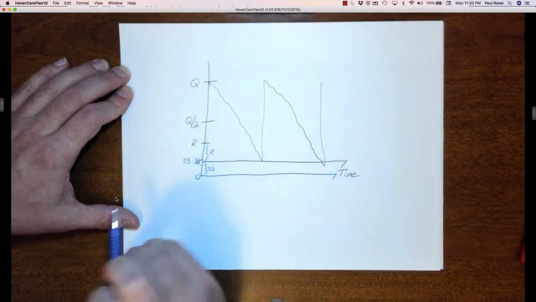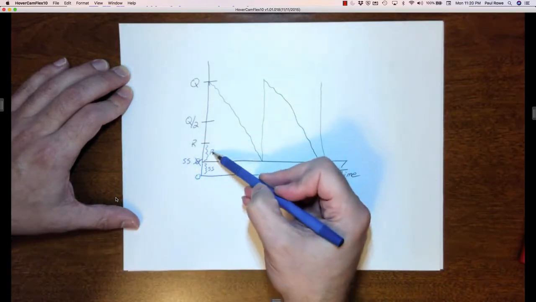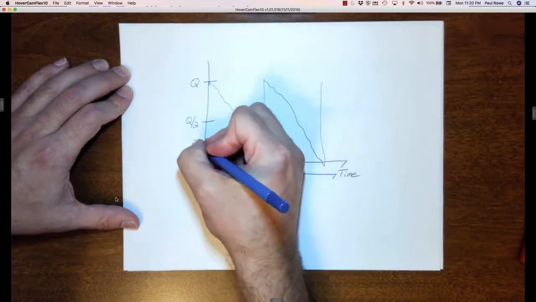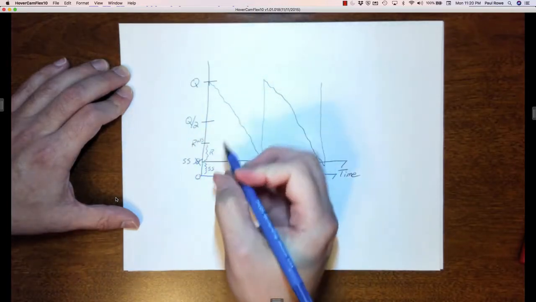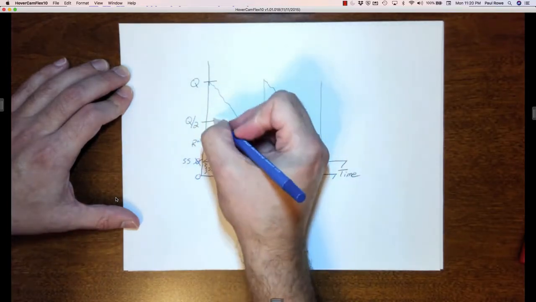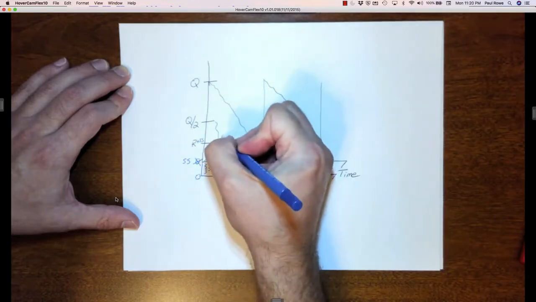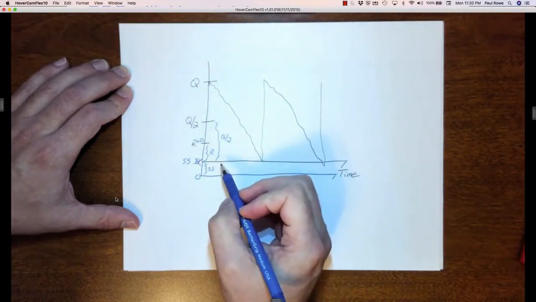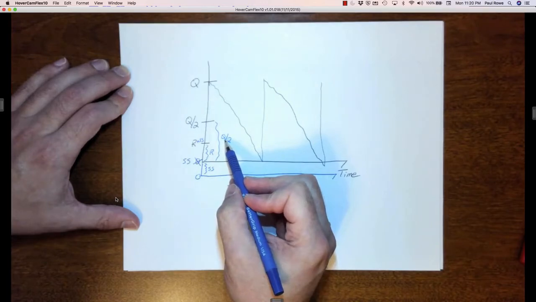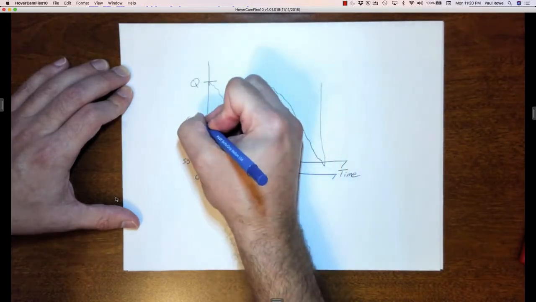Well, what would this value now be? It would be R plus the safety stock. Q over 2 was this amount previously. Now what is it going to be? Q over 2 plus safety stock.